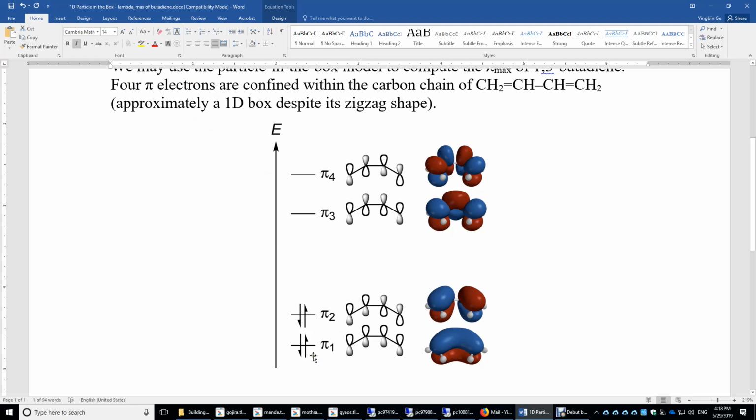And therefore, we may approximate this 1,3-butadiene as a particle in the box problem, and we say this pi 1 has a translational quantum number of 1. Pi 2 has a translational quantum number of 2. And this pi 3, this is the LUMO of 1,3-butadiene, has a translational quantum number of 3. And from HOMO to LUMO, we have an electronic transition from n equals 2 to n equals 3.